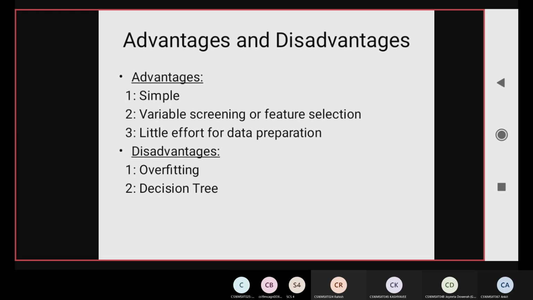Okay, so the disadvantages. First is overfitting. While building a decision tree, we can create overly complex trees that do not generalize the data well. That is when overfitting takes place. And the decision tree can be unstable, because a small variation in the data set may produce a different tree.